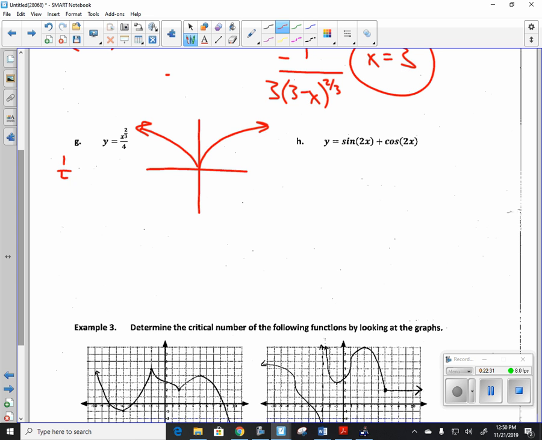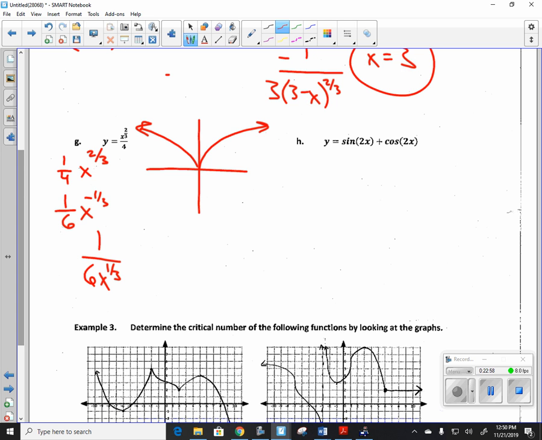This is 1/4 x to the 2/3. Sometimes people use the quotient rule. Just write it as a constant of 1/4 out front. Makes the problem a lot easier. What's 2/3 times 1/4? 1/6 x to the negative 1/3, or 1 over 6x to the 1/3.